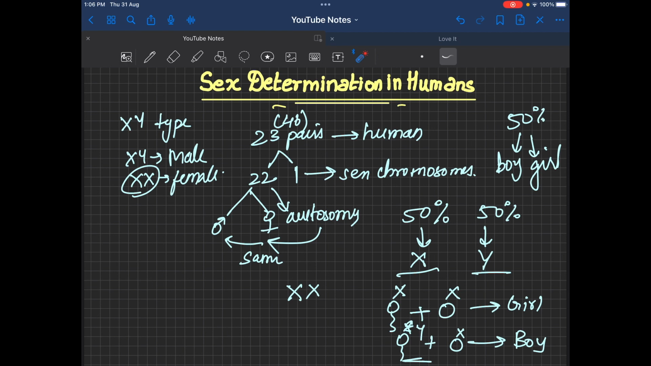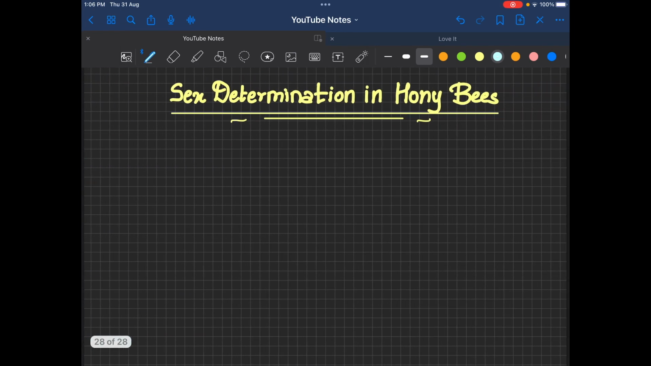It is unfortunate, but in our society women are blamed for giving birth to female children, but it is the genetic makeup of the sperm alone that determines the gender of the baby, right? So this is sex determination in humans. This is basically what I told in the last video also. Now let's see sex determination in honeybees.